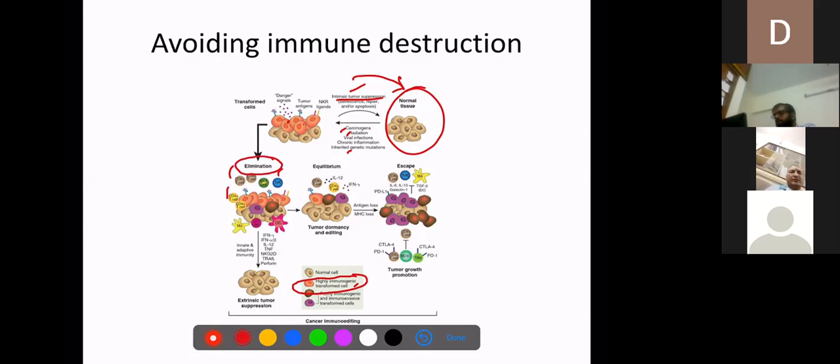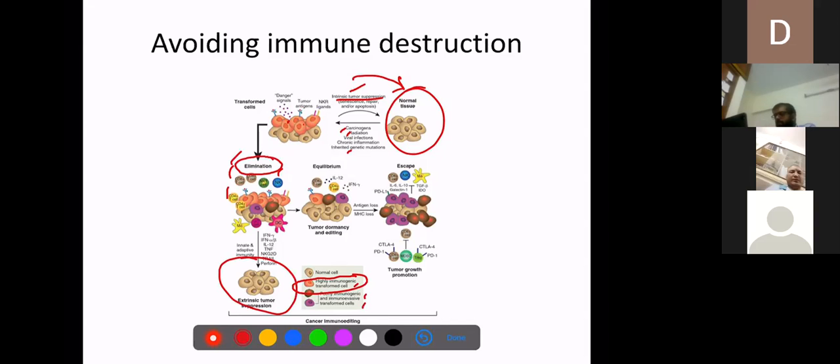Elimination means that though a transformed cell is produced, our immune mechanisms destroy the cell and it reverts back to the normal stage. That is called elimination. After a certain stage, these cells disguise themselves. Disguise means they act as poorly immunogenic cells. They will not show that they are tumor cells.